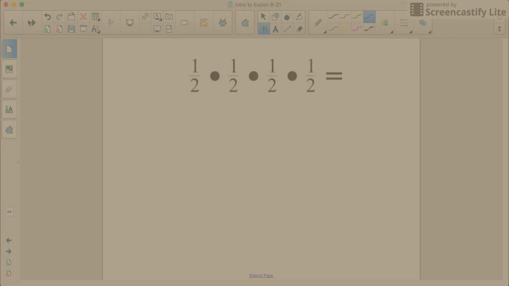So let's do a couple of examples. So our first example, what is our base? Remember, the base is the repeated number that is seen. So in this case, our base is going to be 1/2. So let's write down 1/2. Now, how many of those do we have? Let's count them out. 1, 2, 3, and 4. So this is going to be 1/2 to the 4th.